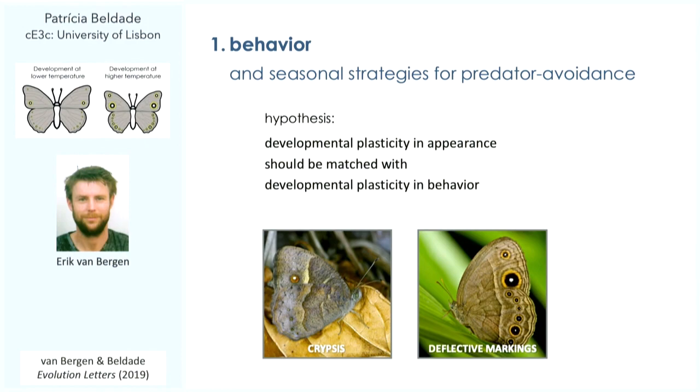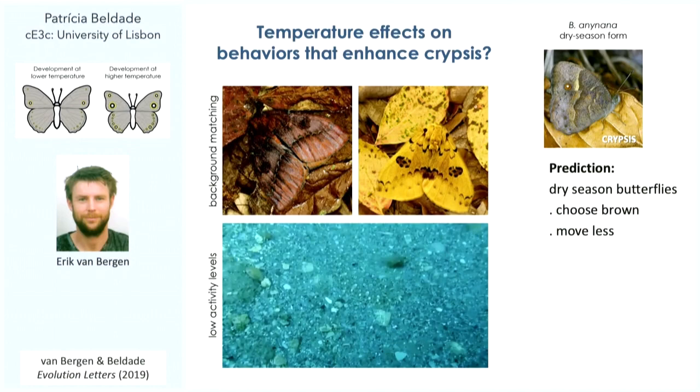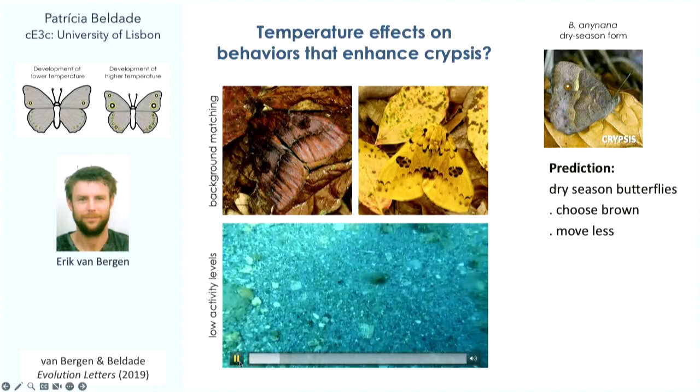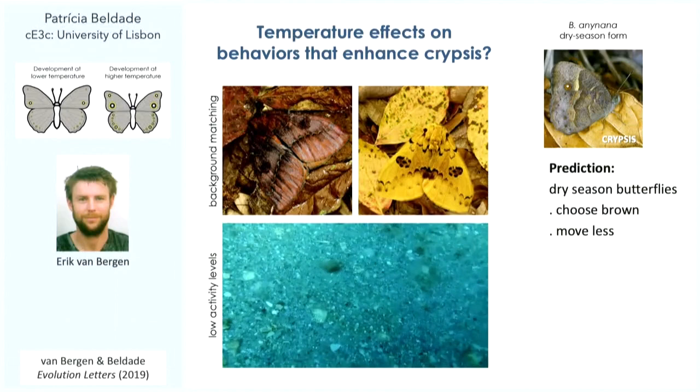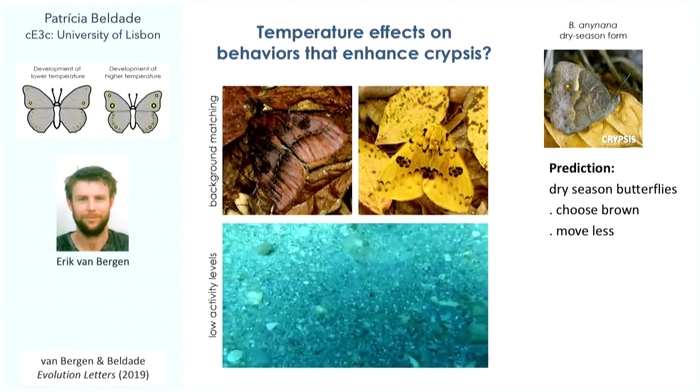plasticity in behavior. And in particular, we had predicted two types of behavior that should be matching the appearance of the adults and that are very common in the context of crypsis. One is this thing called background matching, okay? So individuals look like their background, they choose to go on a background that kind of matches their color. And the other one, it's illustrated here. Crypsis works really well when you don't move, okay? Once you move, we can see you.